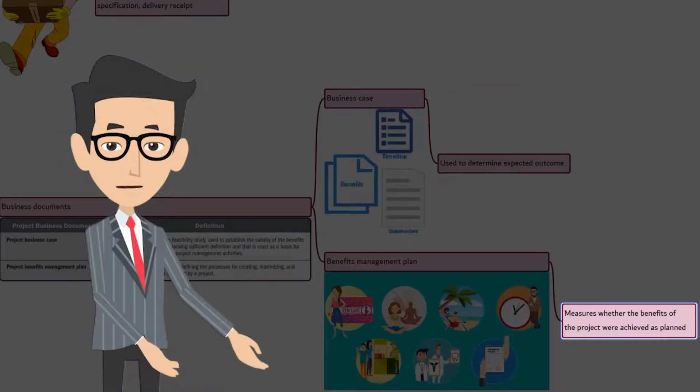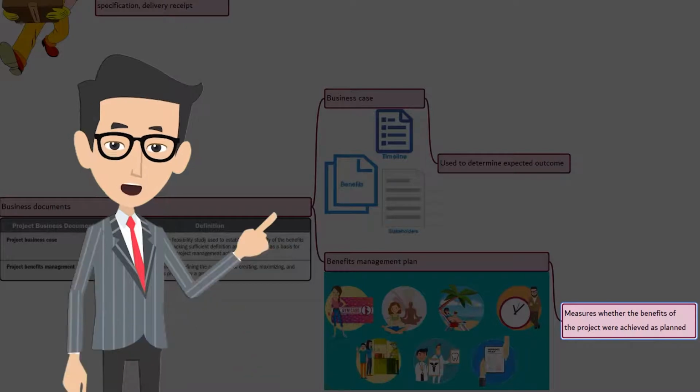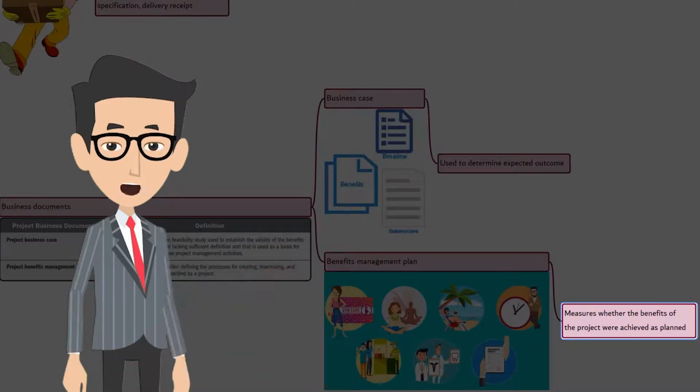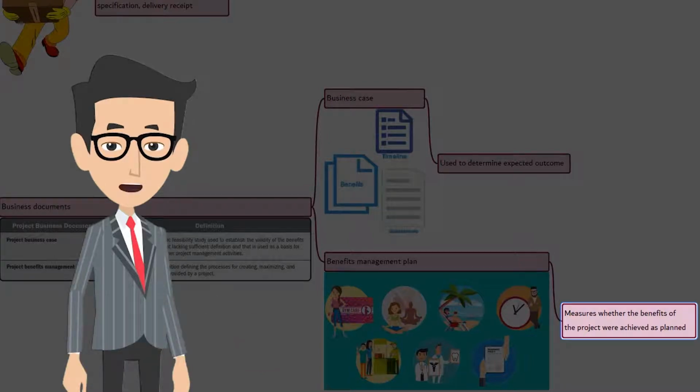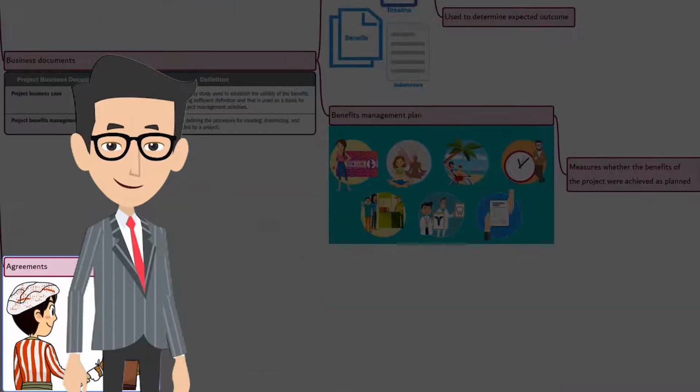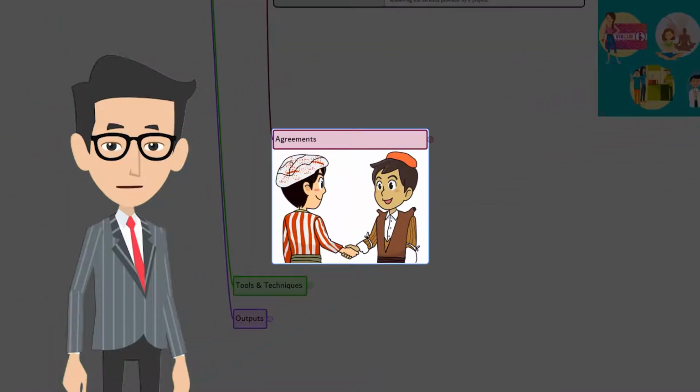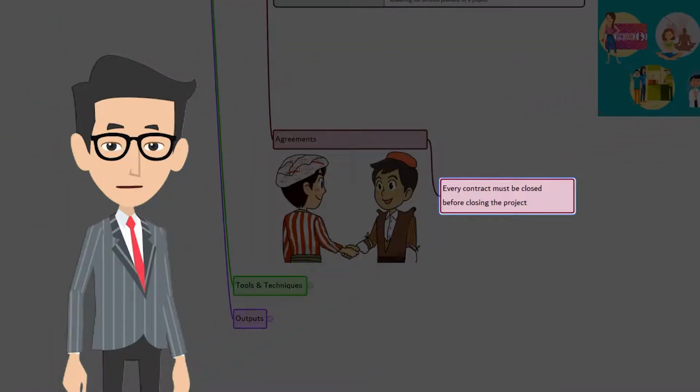Benefits management plan. The benefits management plan outlines the target benefits of the project. The benefits management plan is used to measure whether the benefits of the project were achieved as planned. The next input is agreements. In a complex project, there may be multiple contracts running simultaneously or in sequence. All the contracts must be closed before closing the project. The requirements for the formal closure are usually defined in the agreement, including the terms and conditions.